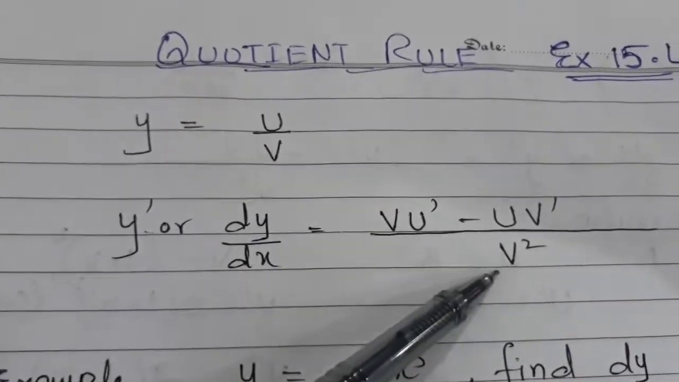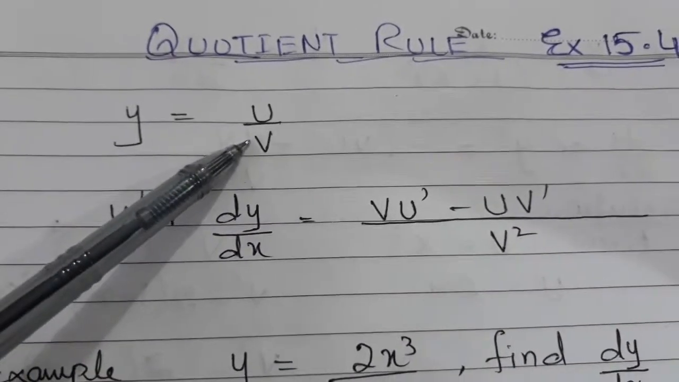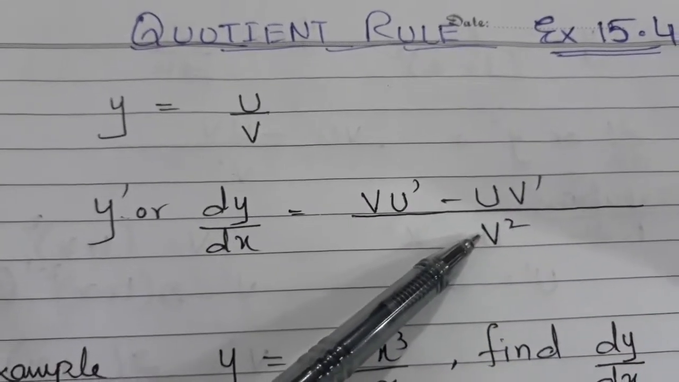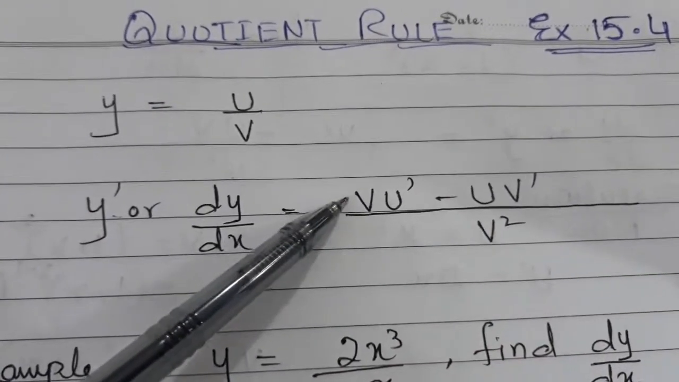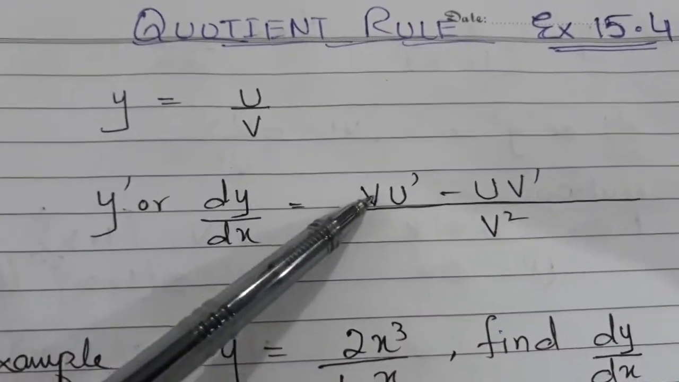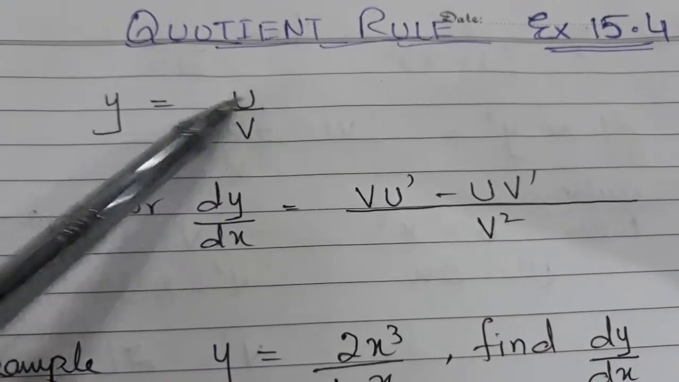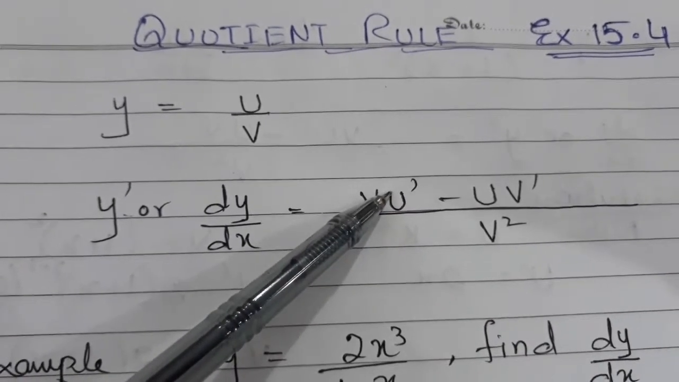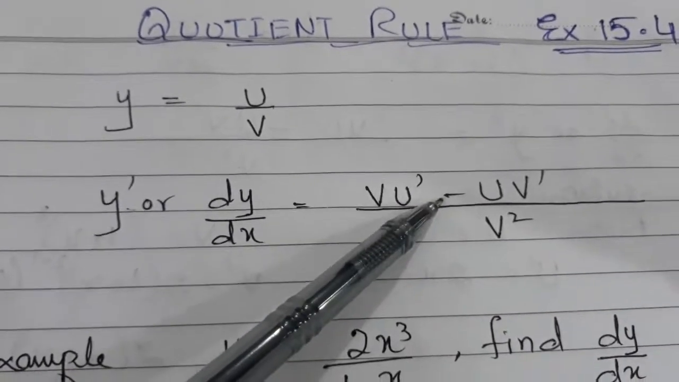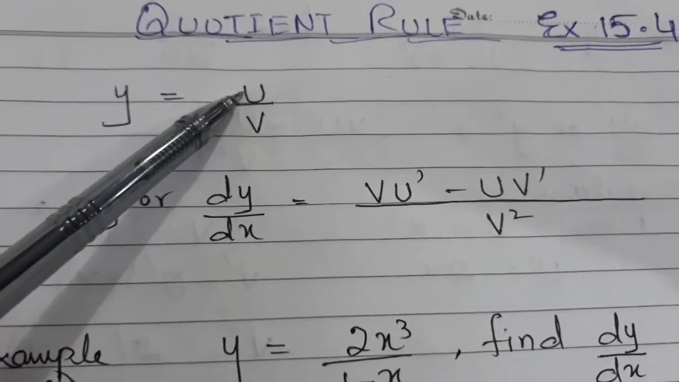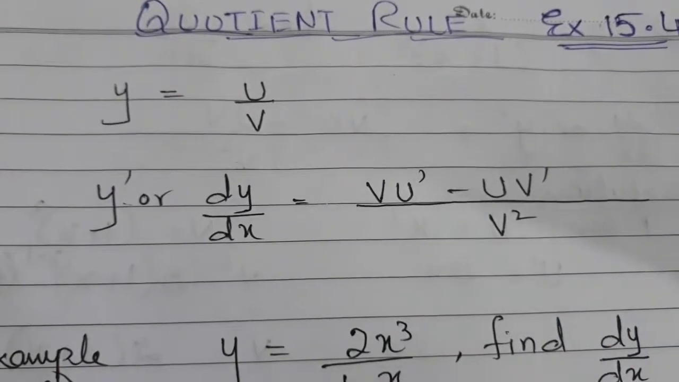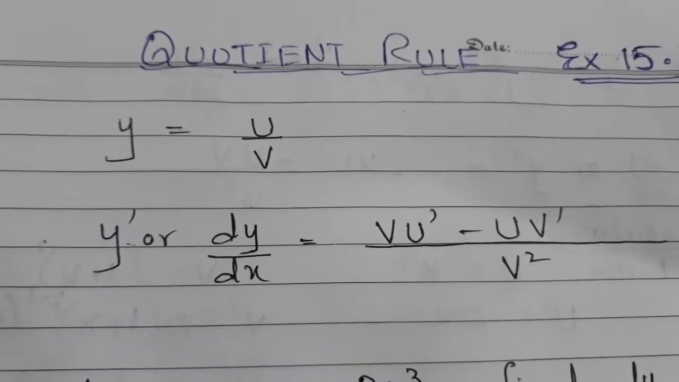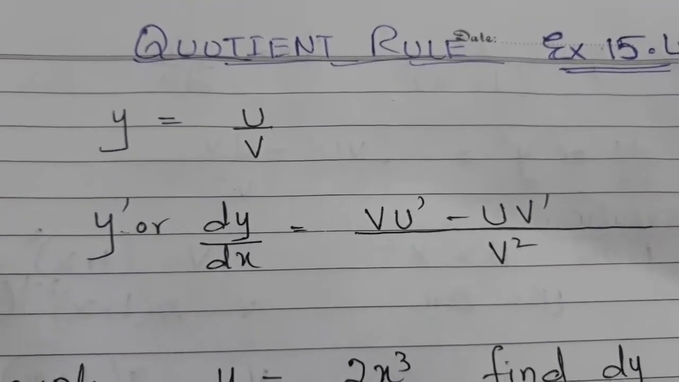Okay, so the formula is over v squared. Whatever the function is here, you will square it. And then in the numerator, you will write the function v as it is, then the derivative of whatever the function is here, and then minus this function u, and then the derivative of this. So this is the formula we will use to find the differentiation of the quotient rule.